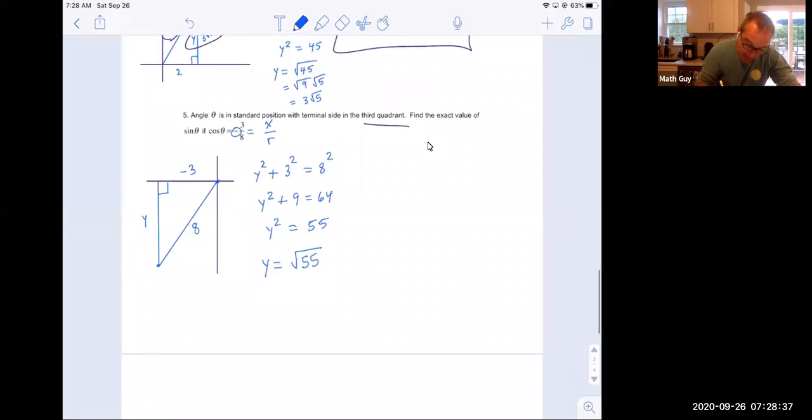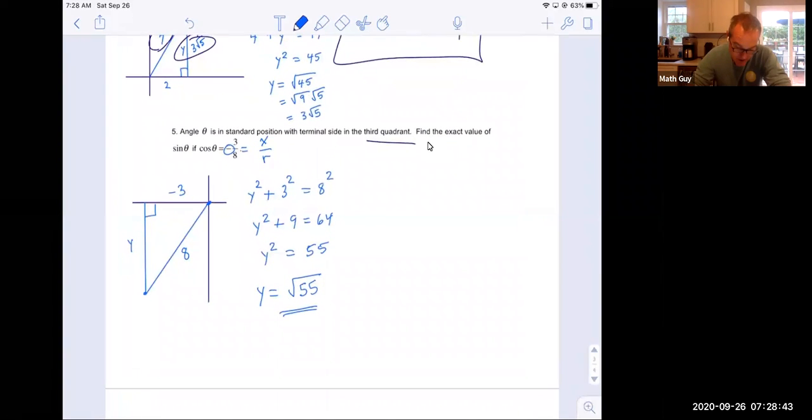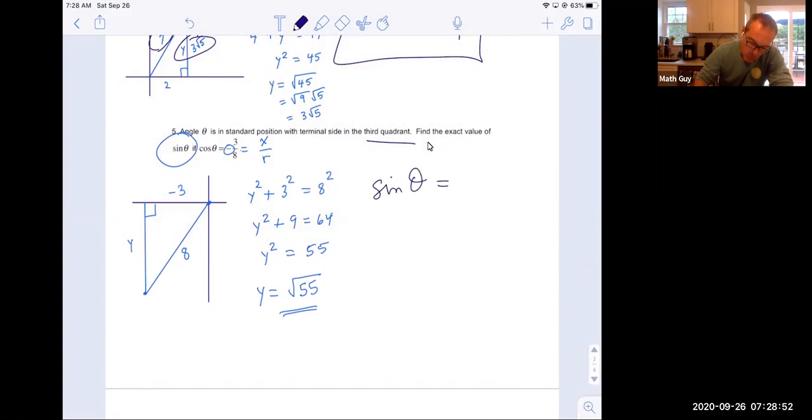Okay, that looks like you could break it up, but you can't. The only factors are 5 and 11, and neither are perfect squares. So we're kind of done. And the directions were find the value of sine. Now, sine is y over r, right? This is what's in my brain, y over r. So I go to my reference triangle. My y coordinate I found was root 55.